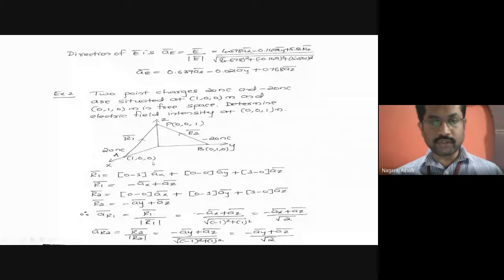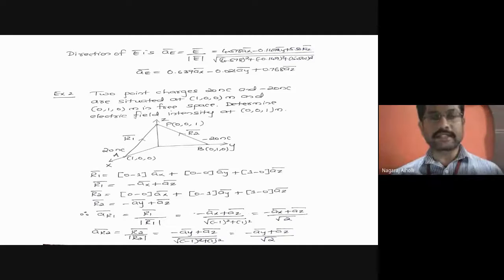So it is 1, 0, 0, this point. We are taking it as point A. That is the first charge, 20 nanocoulombs. Then the next charge is located at 0, 1, 0. There is only the y coordinate. X and z are 0. So which axis is it? Y-axis. It is lying on the y-axis because x and z are 0. If you are considering the z-axis, it will be 0, 0, 1. That is what they have given.